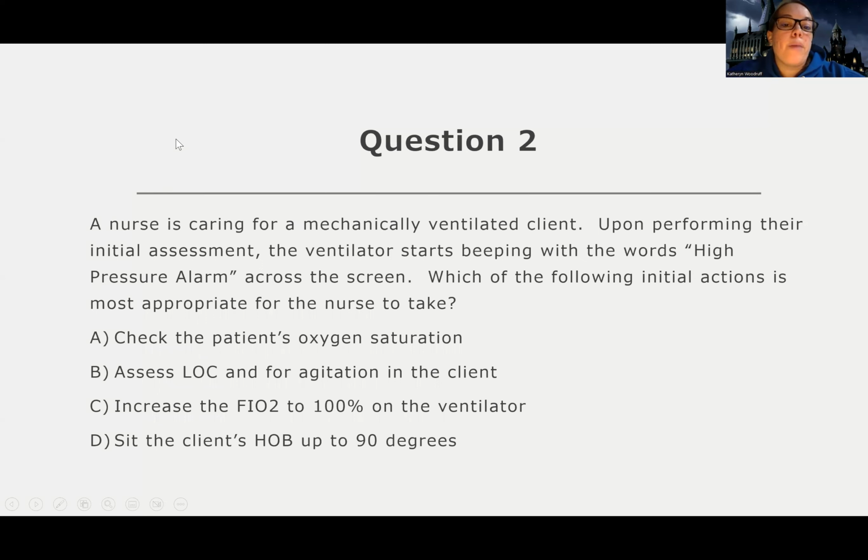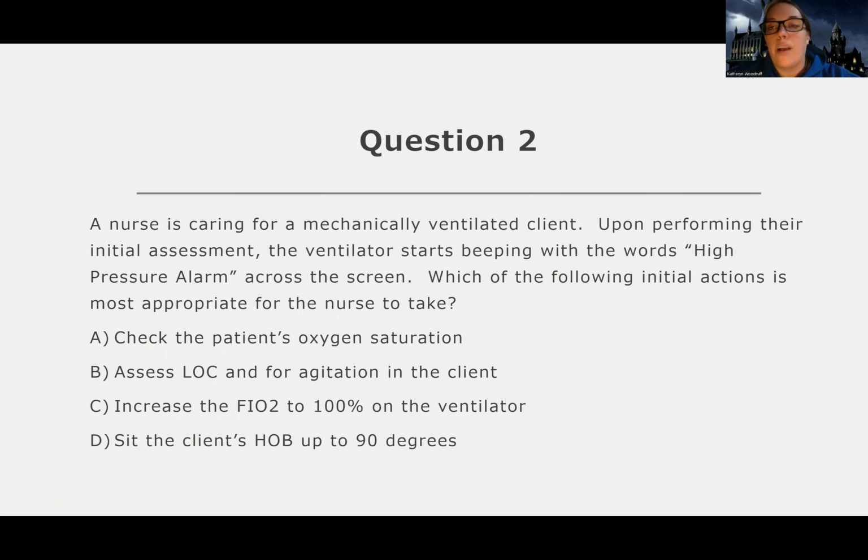A nurse is caring for a mechanically ventilated client. Upon performing their initial assessment, the ventilator starts beeping with the words high pressure alarm across the screen. Which of the following initial actions is most appropriate for the nurse to take? So the key thing here is that I'm assessing the client and there's an alarm going off, a high pressure alarm. So really this question's asking me, do I know what a high pressure alarm is? And not just what it is, but what am I going to do about it?